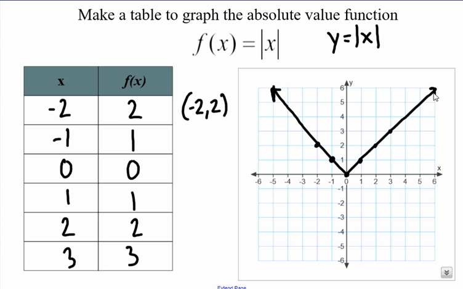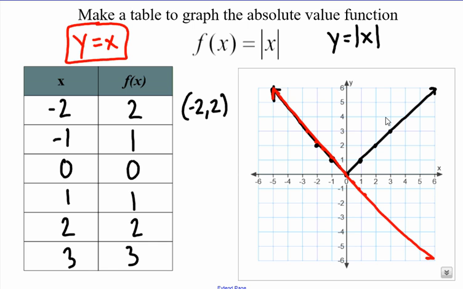That is our parent function for absolute value functions. You might notice that it looks like y equals x. I'll sketch that here in red. The difference is where y equals x goes negative, my absolute value function is going to make it go positive. So this left side is the same. This right side is then a reflection across the x-axis because it's taking the positives. So that's our parent function for absolute values.